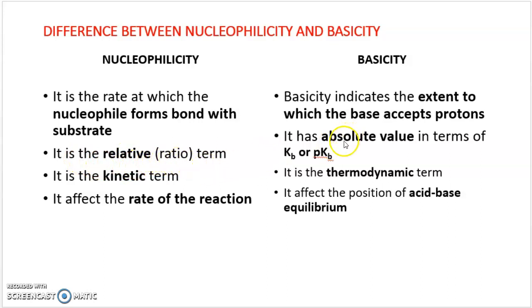But basicity is an absolute value term, because we can calculate basicity in terms of Kb or pKb, and we know the equation of Kb. Kb is calculated as the concentration of products divided by the concentration of reactant, as we have seen earlier. And pKb is also calculated by the formula pKb is equal to minus log of Kb, and the lower the value of pKb, the stronger the basicity. So this is also an important differentiating point between nucleophilicity and basicity.